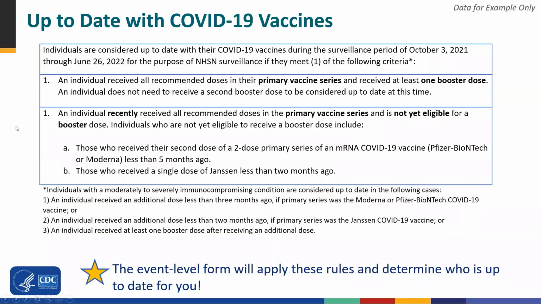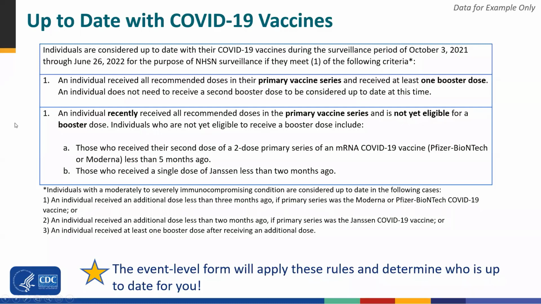So just taking a step back as a reminder, this is how up to date is currently defined for quarter 2 of 2022 for the purpose of NHSN surveillance, public health surveillance. So individuals are considered up to date with their COVID-19 vaccines during the surveillance period of October 3rd, 2021 through June 26th, 2022 for the purpose of NHSN surveillance if they meet one of the following criteria. So first, an individual is considered up to date if they received all recommended doses in their primary series and at least 1 booster dose.